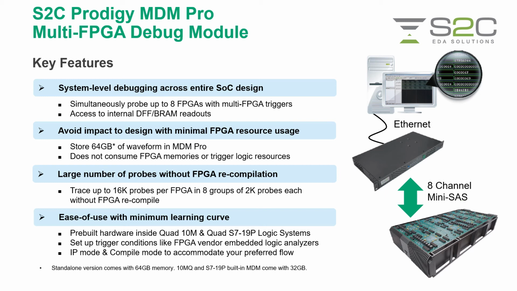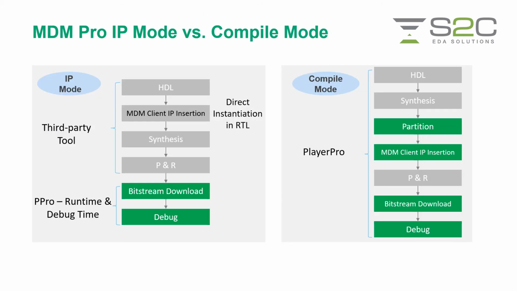Trigger setups should be quite familiar, as they are quite similar to FPGA vendors' tools. MDM Pro supports both IP mode flow and compile mode flow to accommodate your design flow preference. Using the IP mode flow, designers can directly instantiate the MDM client into the RTL to interface with the signals to be captured. In the compile mode, designers can use Player Pro to specify the signals that are to be captured.